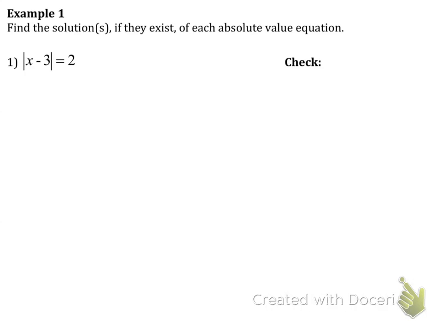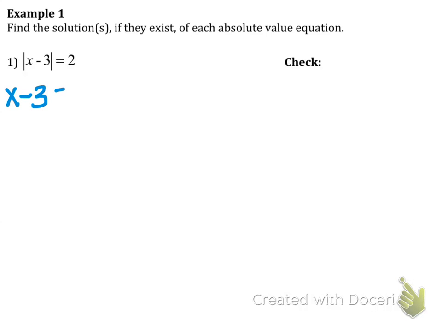So let's do an example. Find the solution or solutions, if they exist, of each absolute value equation. So in order to get started, first of all, you need to isolate your absolute value. Now in this case, the x minus 3 is isolated. There's nothing being multiplied in front or being added or subtracted on the outside. So we are good to set up our two equations.